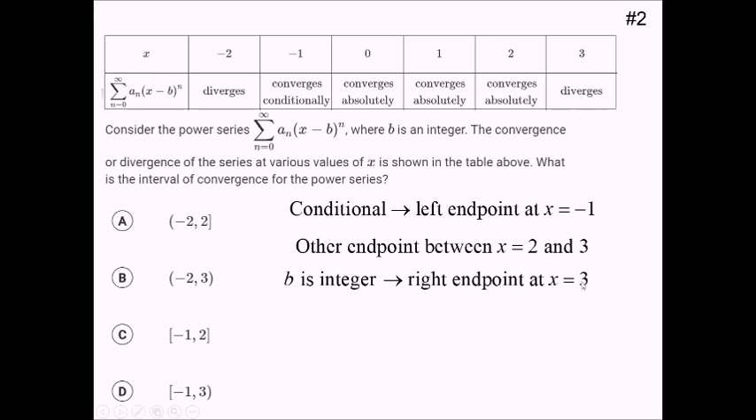So because that's our other endpoint and we're diverging there, we're not going to include 3 in the interval of convergence. But since we are converging conditionally at least at negative 1, we will include negative 1. So then I'm going to have negative 1 to 3, bracket on negative 1, parentheses on 3. So that's answer choice D.